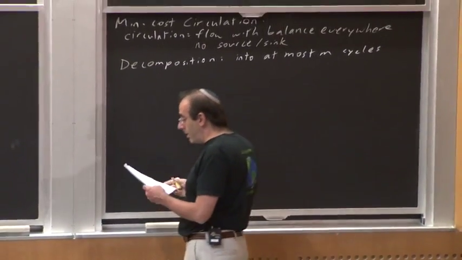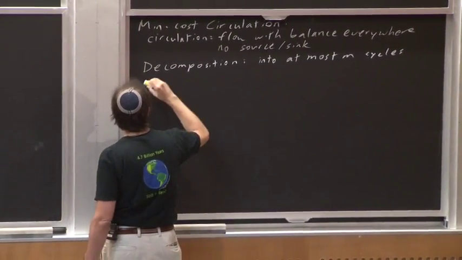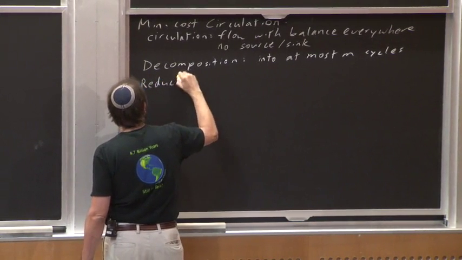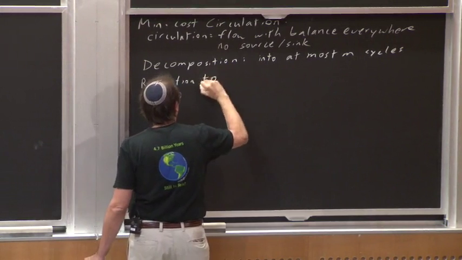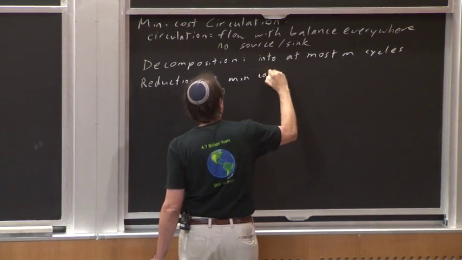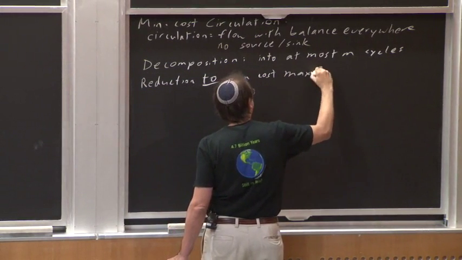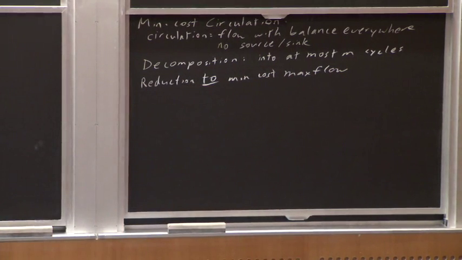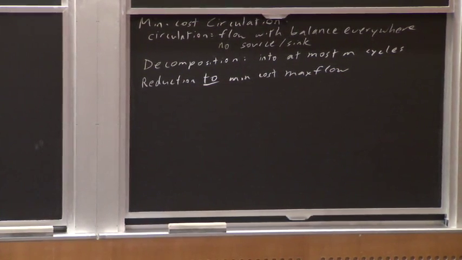Okay? We need to give some reductions. So let's start with a reduction in one direction. So reduction 2: min-cost max flow. So suppose that you had a black box that could solve a min-cost max flow problem.